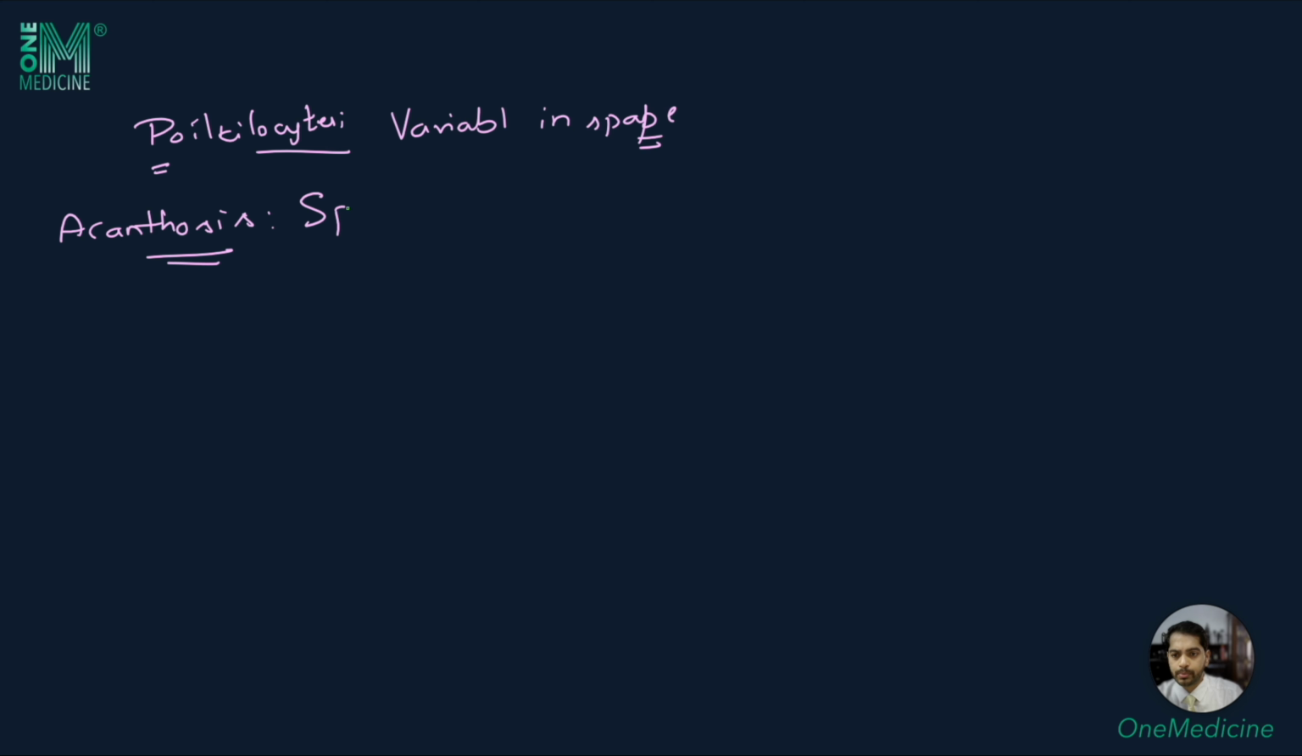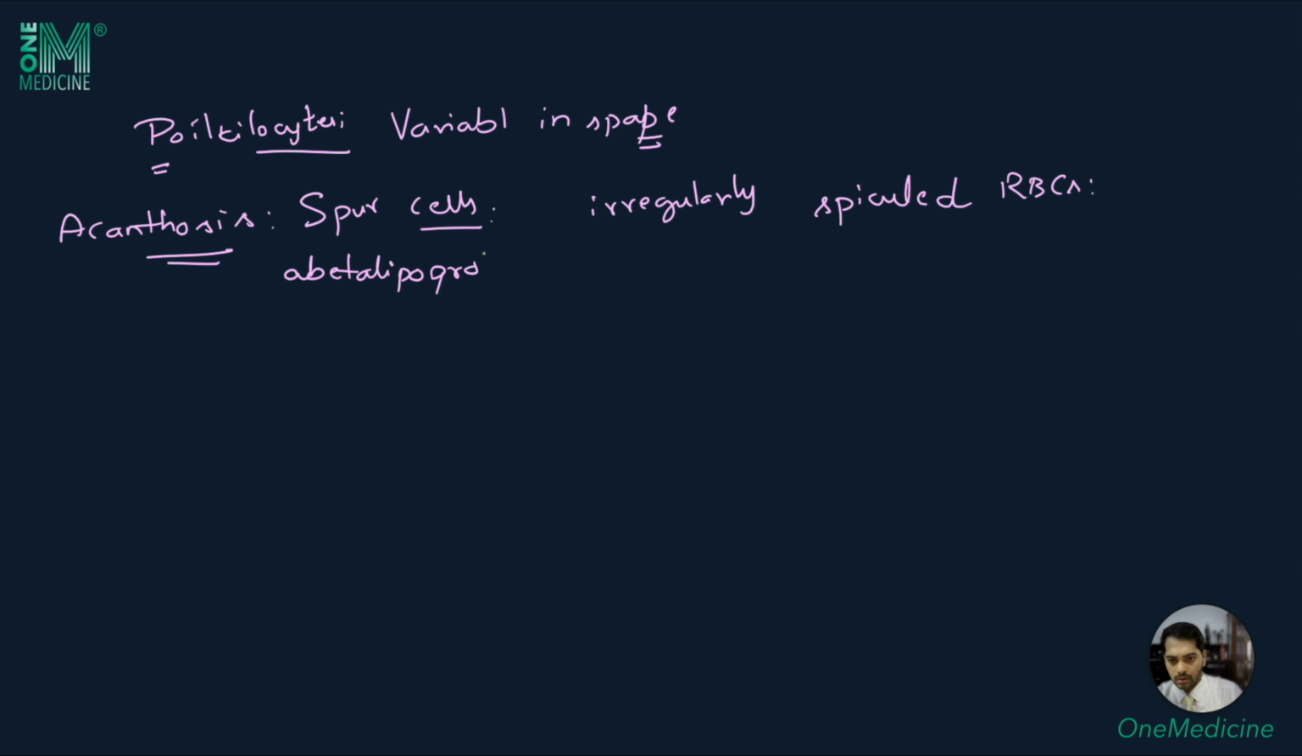The second concept, that is poikilocytosis, which means the variability in shape. As I mentioned, P for poikilocytosis, P for shape. There are different examples in this, and we look at each of them. First is acanthocytes, which are also called as spur cells. Spur cells are irregularly spiculated RBCs seen in abetalipoproteinemia, severe liver disease, and also sometimes in anorexia nervosa.